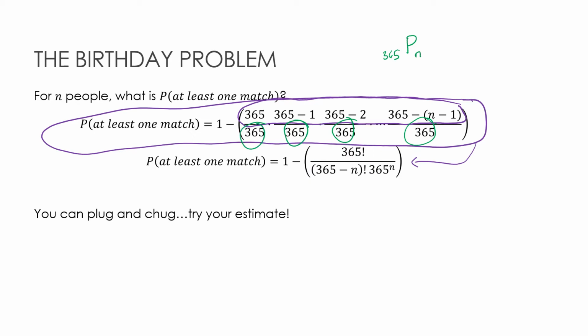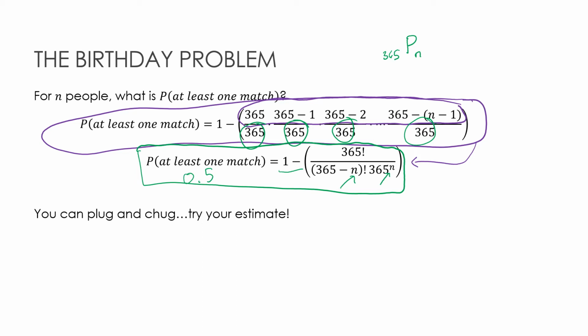So here's my equation, and what I would like you to do before we go through the solution is pause this video and go ahead and try your estimate. So a few slides ago I asked you to make an estimate, and really you're just going to plug that into your calculator and replace n with your estimate and see what you get. Now remember, it's 1 minus that, and our goal is to get to 0.5. So take a moment and do that, and then we'll talk about how I solved it.